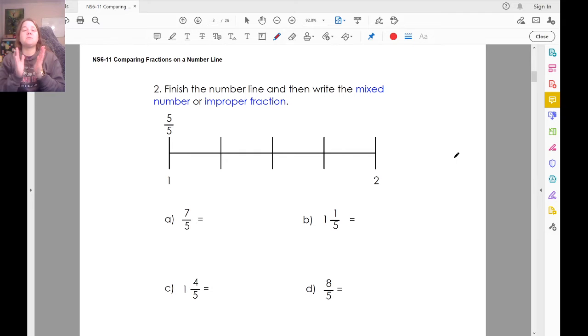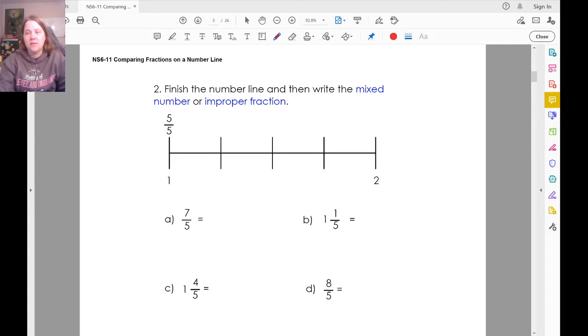So first thing that we're going to do is we're going to finish this number line and write the mixed number or improper fraction. So let's go ahead and work on this number line. They start at 5 fifths. Why do they start at 5 fifths? They start at 5 fifths because 5 fifths is a fractional 1. And a fractional 1 is a number that's in fraction form that means the same thing as 1. So if I have a pizza cut into 5 pieces and I take 5 pieces of pizza, I'm taking 1 whole pizza. Let's go ahead and continue this number line.